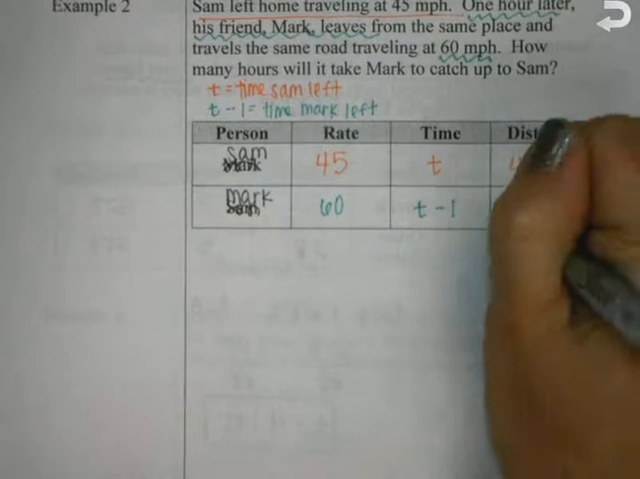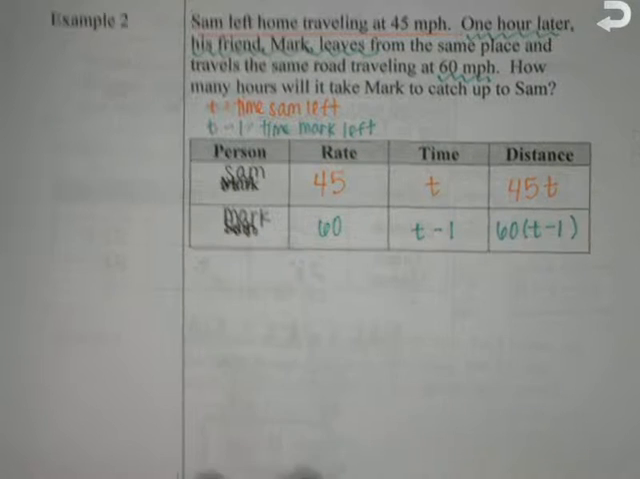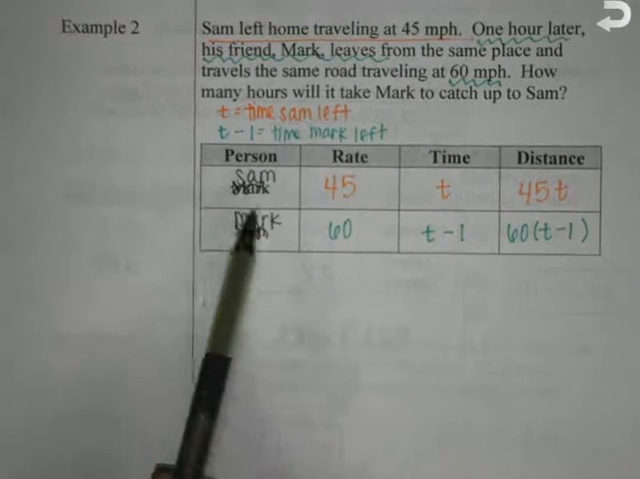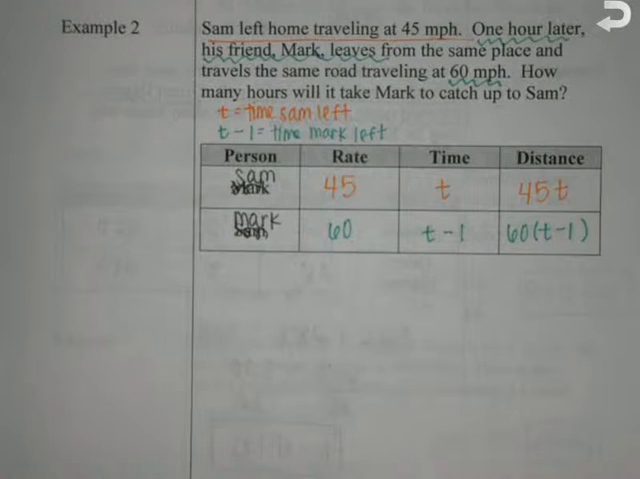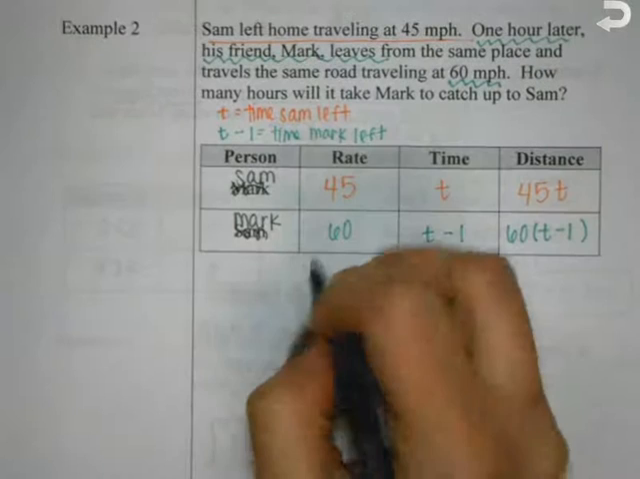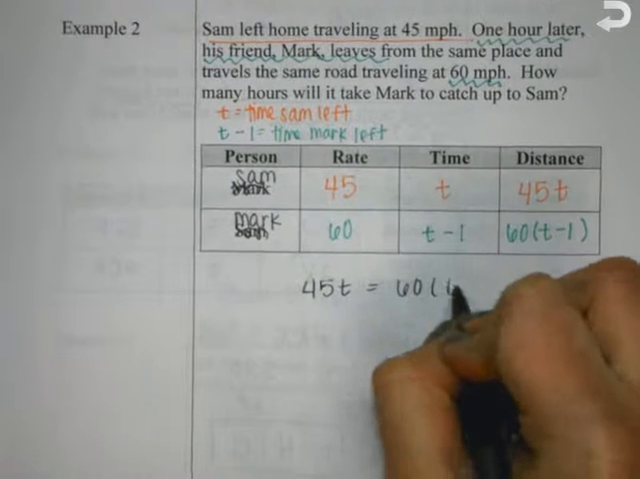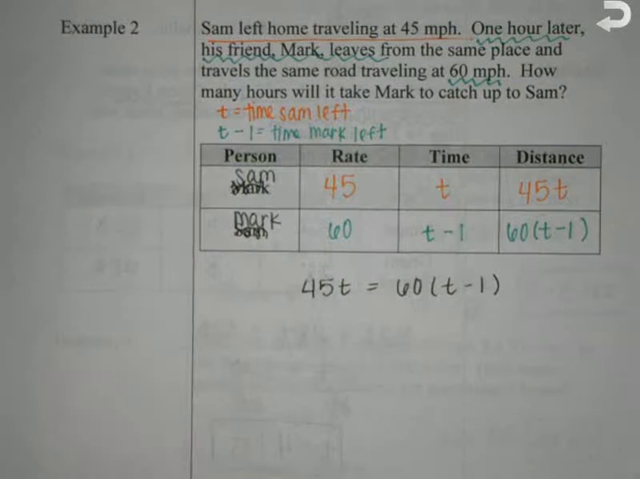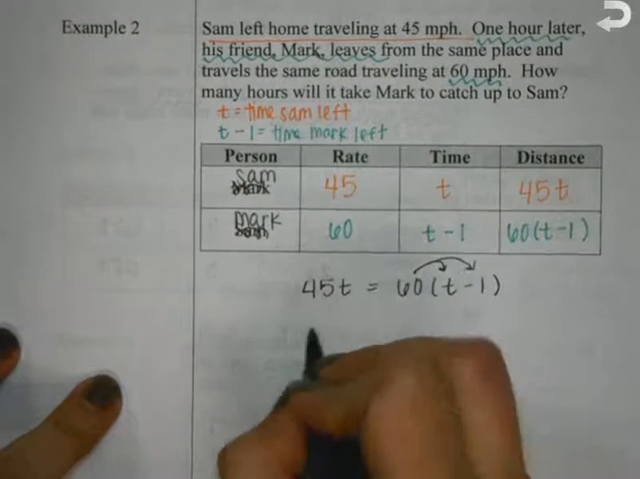Okay, so let's set up our equation. When Mark finally catches up with Sam, their distance is going to be the same, right? They would have traveled the same distance. So we're going to set the two distances equal to each other, because the distances are going to end up being the same. Okay, solving this is easy. What do I do first? Let's distribute. So this is 45T equals 60T minus 60.